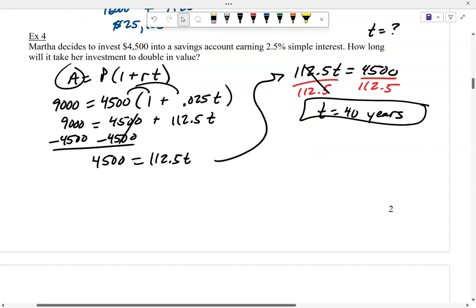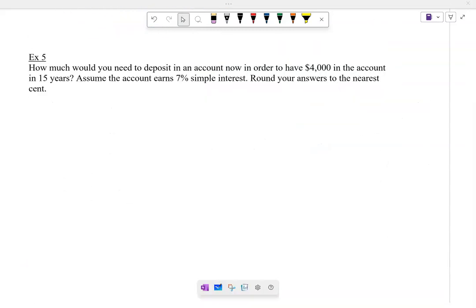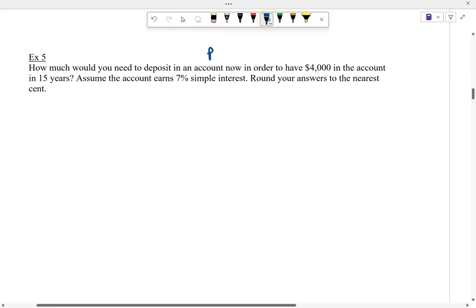All right, our last one here, example 5. How much would you need to deposit in an account now? So we're solving for P, the principal amount. How much do you need to put in initially in order to have 4,000 bucks, which is what you're going to end up with in your account at the end of 15 years? So T is 15. Assume the account earns 7%, so R is 0.07. Simple interest, right?